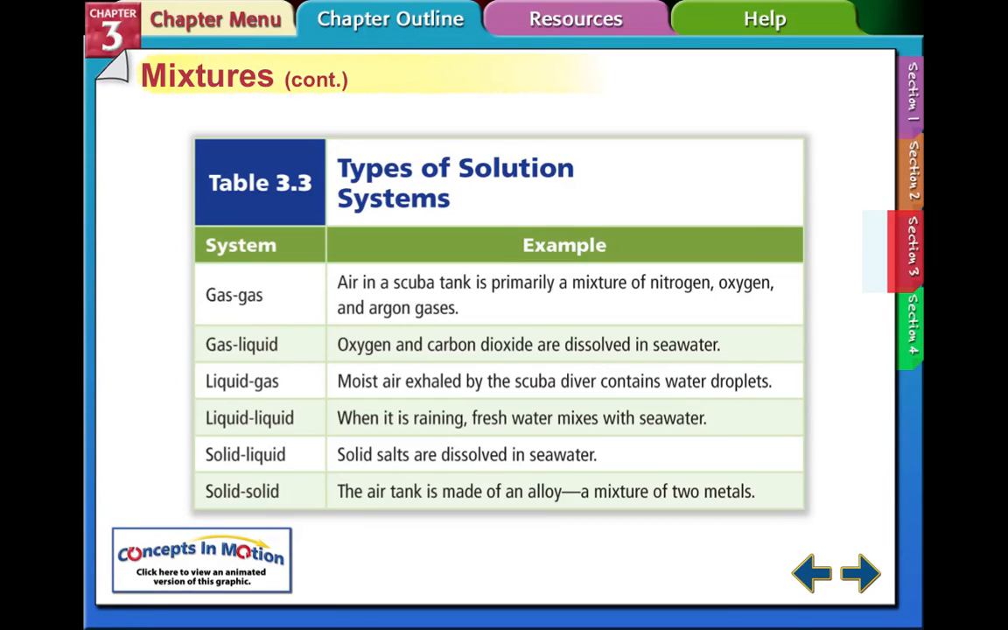Here are some examples of types of solutions. You can have a gas-gas mixture. You can have a gas-liquid mixture. You can have a liquid-gas mixture. You can have a liquid-liquid mixture, a solid-liquid mixture, and a solid-solid mixture. All of those make up different solutions.